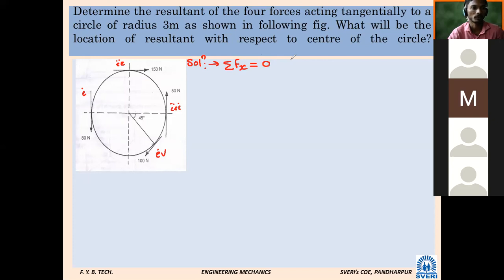Force number 2, 150 Newton. Plus or minus? First you have to see whether it will be plus or minus. Am I audible?